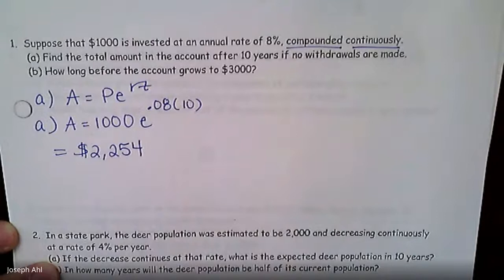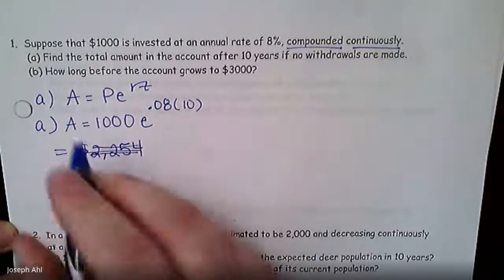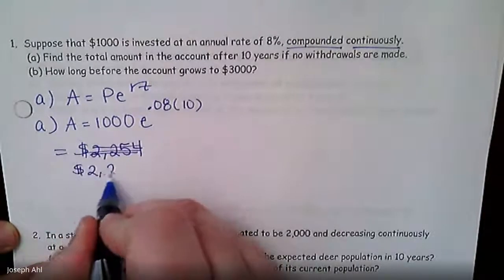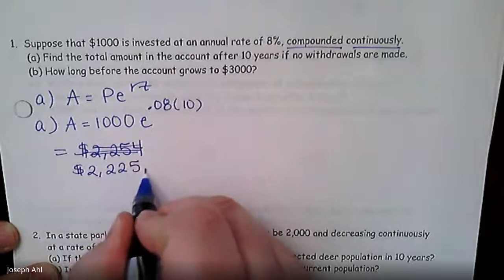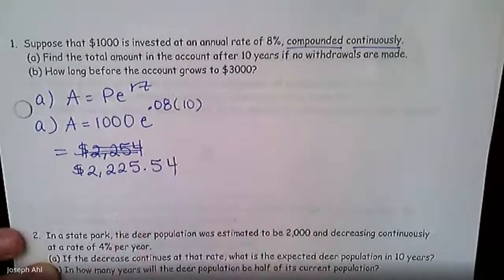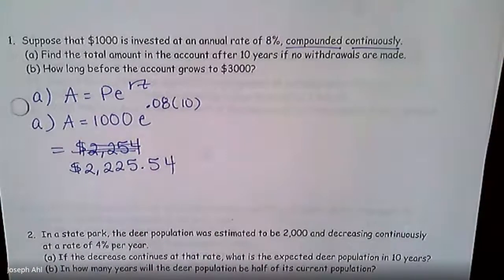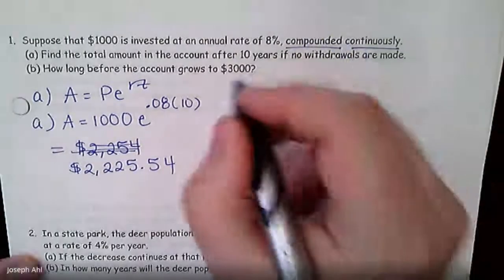Oops, I copied that wrong. I don't know where I got that number from. $2,225. The 54 cents is at the end. I was like, where did that number come from? All right, that's the amount that we're going to have 10 years later. So yeah, still a little bit more than double what our initial investment is.